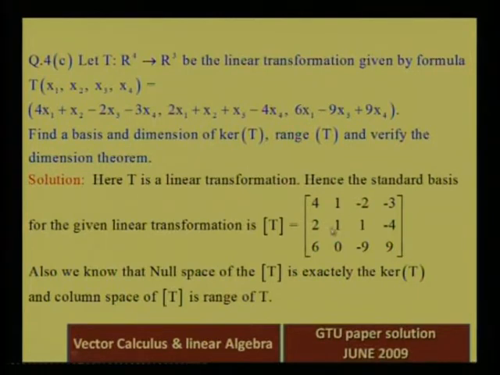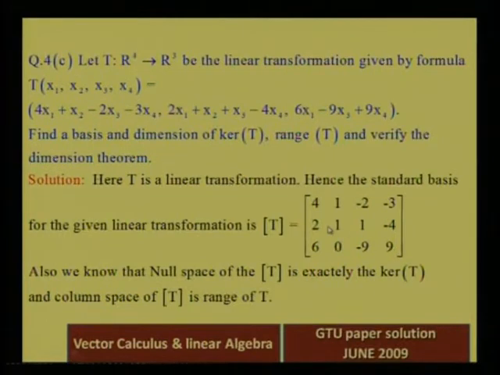Now the second row is coming from the second coordinate, that is 2x1 plus x2 plus x3 minus 4x4. So here we write 2, 1, 1 and minus 4. Now the third row is coming from the third coordinate, 6, 0, minus 9, 9.